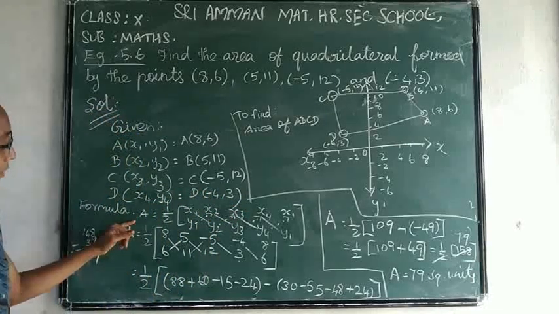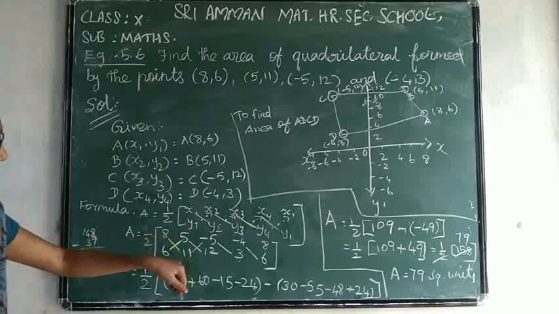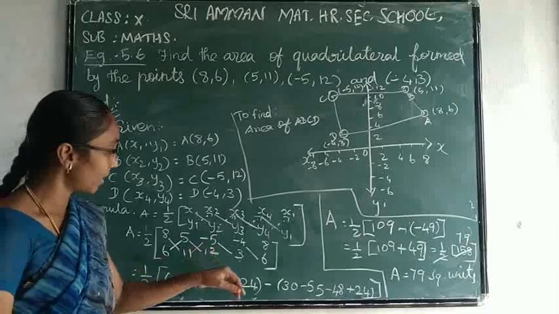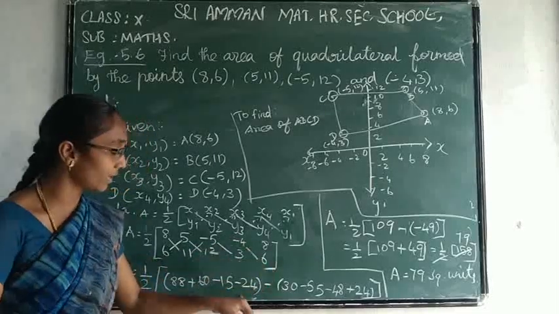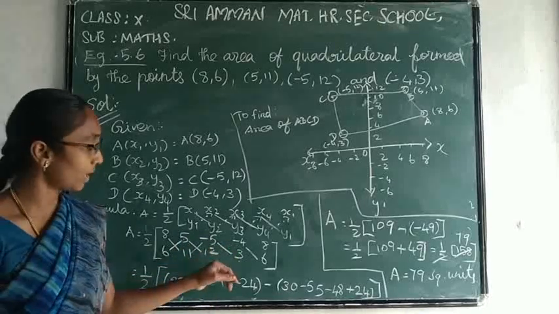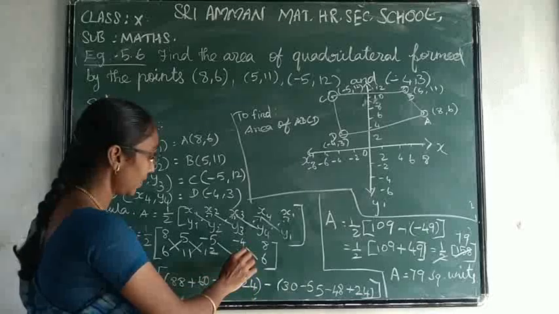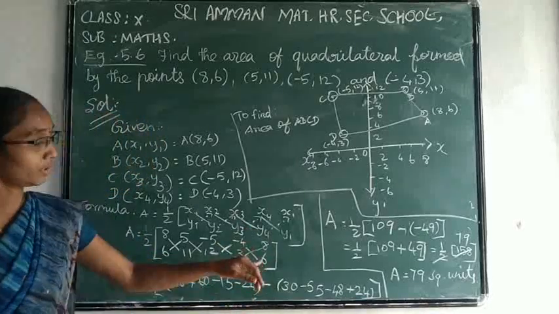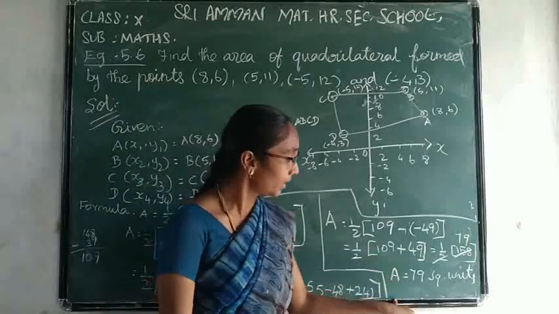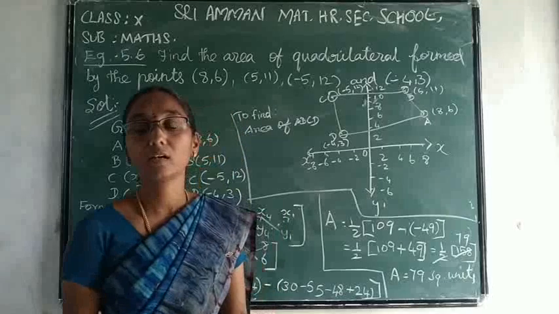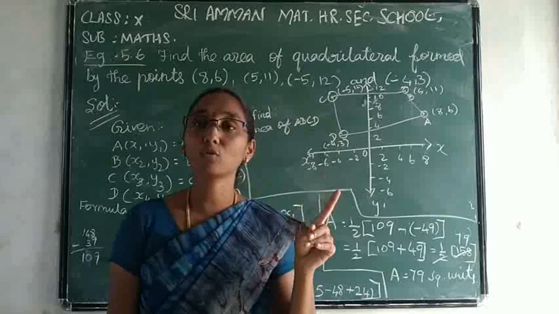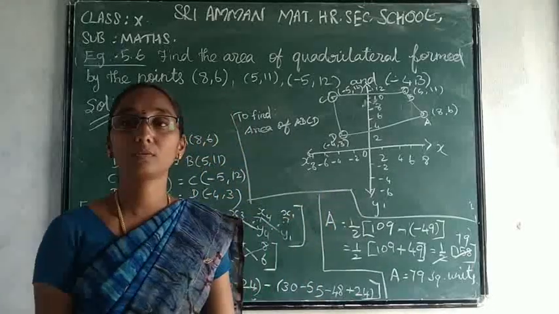And then substitute in the formula. First of all, down arrow: 8 into 11, 5 into 12, minus 5 into 3, minus 4 into 6. Okay, up arrow: minus 6 into 5, 11 into minus 5, 12 into minus 4, and then 3 into 8. Okay, calculate these values, and then finally you get the area of the quadrilateral. This is an important 5 mark question. Compulsory, you will have one question for this in the exam this time. Okay.